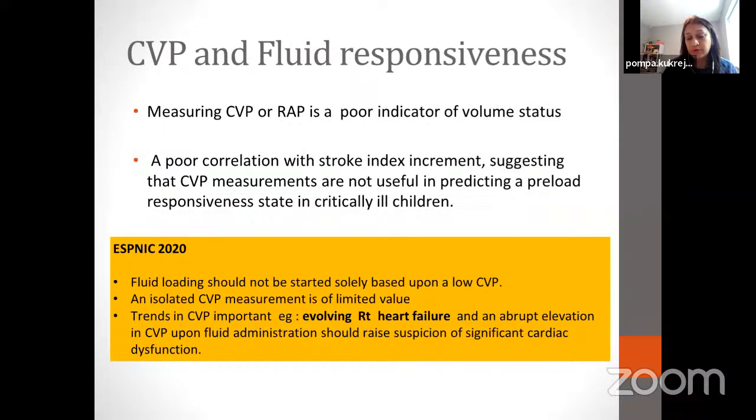There is also a poor correlation with stroke index in PIMENT, suggesting that CVP is not useful in predicting fluid responsiveness in critically ill children. And this is also reflected in the recommendation from ESPNIC that you should not base your fluid loading on CVP or a low CVP.